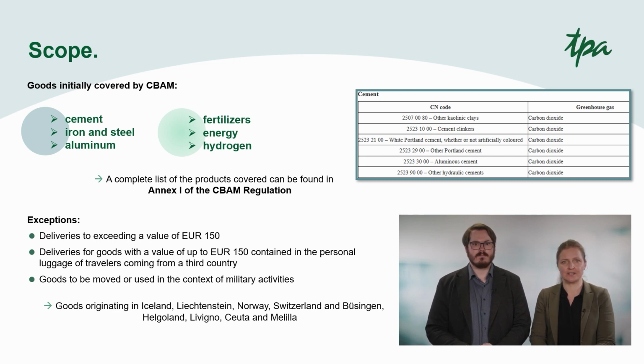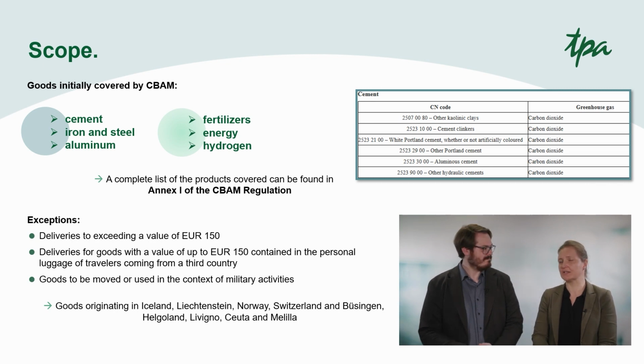The only exceptions apply to deliveries not exceeding a value of 150 euros for goods, goods with a value of up to 150 euros contained in the personal luggage of travelers coming from a third country, and goods to be moved or used in the context of military activities. As participants in the European emission trading systems are not covered by CBAM, goods originating in Iceland, Liechtenstein, Norway, Switzerland, Büsingen, Helgoland, Livigno, Ceuta and Melilla are also not within the scope of CBAM.